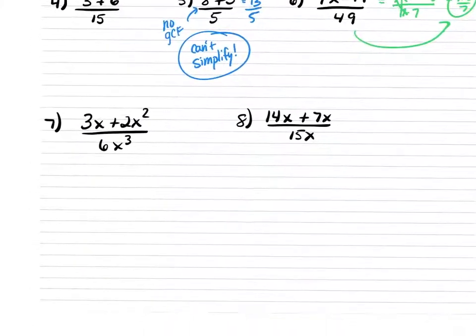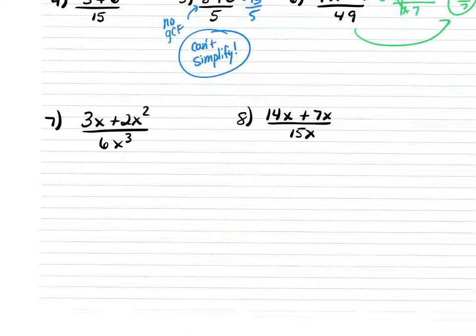Let's continue looking at something like number 7 and 8. So if I look at number 7, on top, the GCF is only an x. So I can pull out an x from both of those terms. So I get 3 plus 2x left on top.